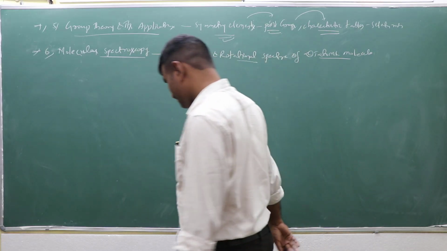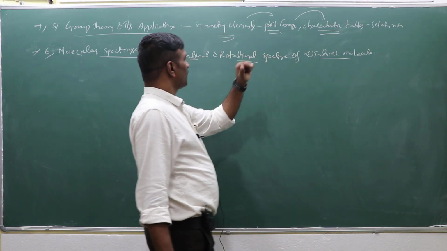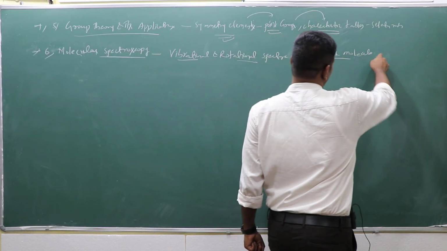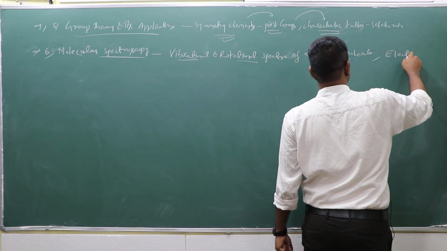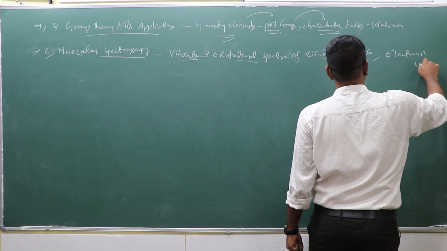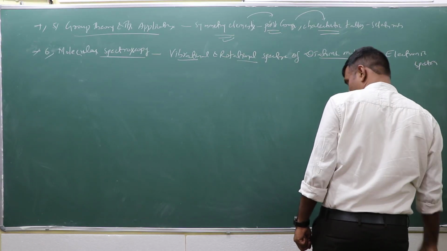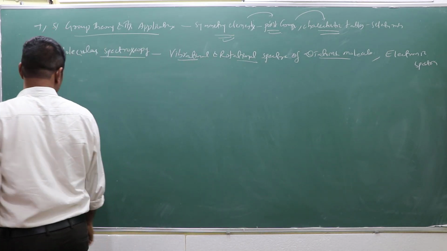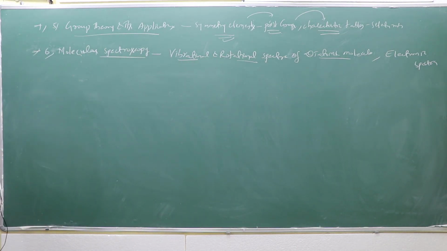And bond lengths, based on that, questions will be there. Rotational and vibrational spectra of the diatomic molecules, and electronic spectra. The next one is mentioned as electronic spectra or UV visible spectra, ultraviolet visible spectra, chromophore and auxochrome.